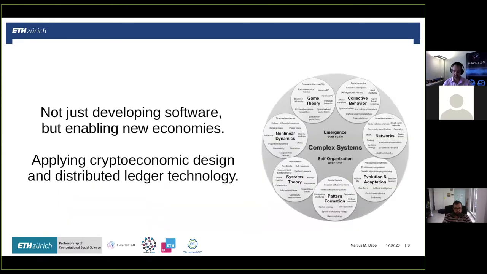Now, I think what's important to understand here is, and that's not only Finance4, that's DLT systems in general. It's not just creating a piece of software. We are not just developing a piece of software and many people use it, like all of a sudden, everybody uses MS Teams. But this new software creates a social technical system on top of it, if it's well designed and works out, and thus enables new economies to develop.